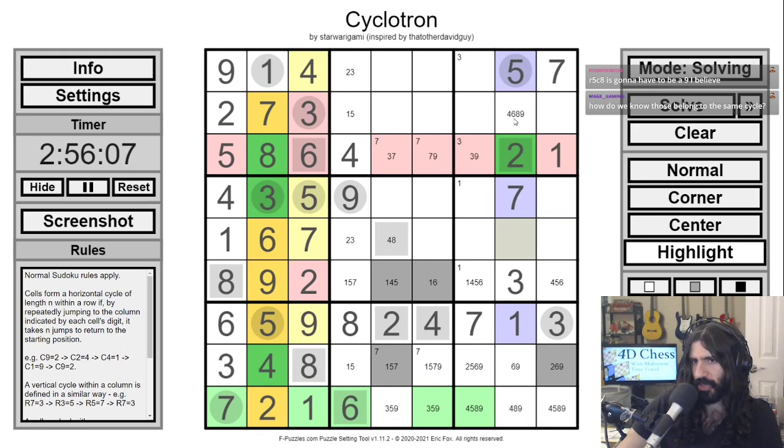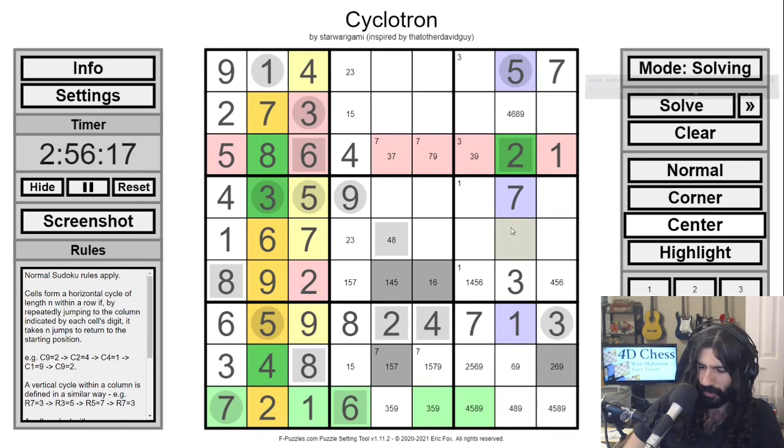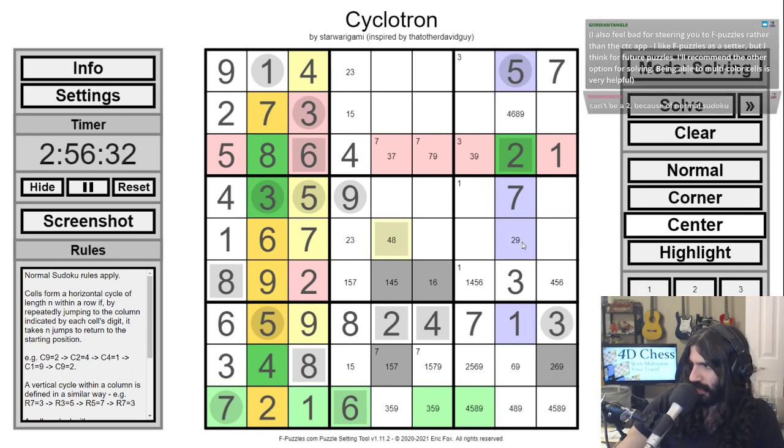2, 4. 9, 4. It can either be 2, 4 or 9, 4, right? So this can either be 4 or 9. I think. Is that right? Yeah. This has to be a 4 or a 9. Sorry, a 2 or a 9. I believe. And wherever this points to has to be a 4, I think. Row 5, column 8 is gonna be 9, I believe.